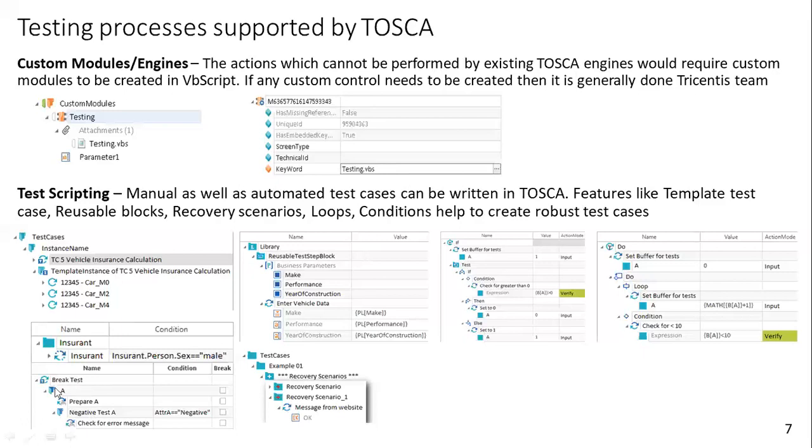Can you see Break Test? Break Test I have just given. You add a manual test step, and it will automatically hold until you manually pass that particular test case. So if somebody says, can we have a combination of manual test step and an automated test step in Tosca? Yes, you can do that. But can any other tool do that? No, you cannot do that.